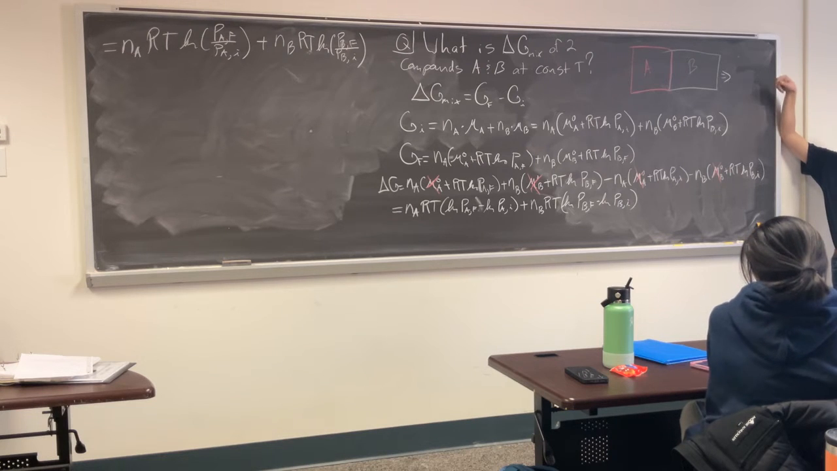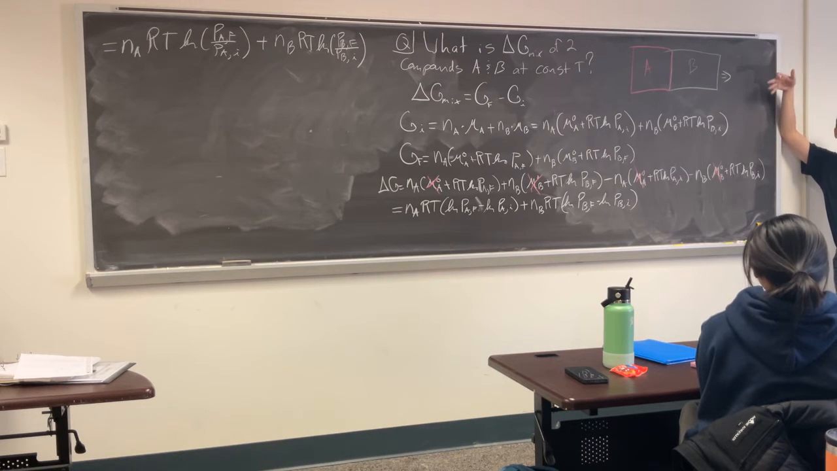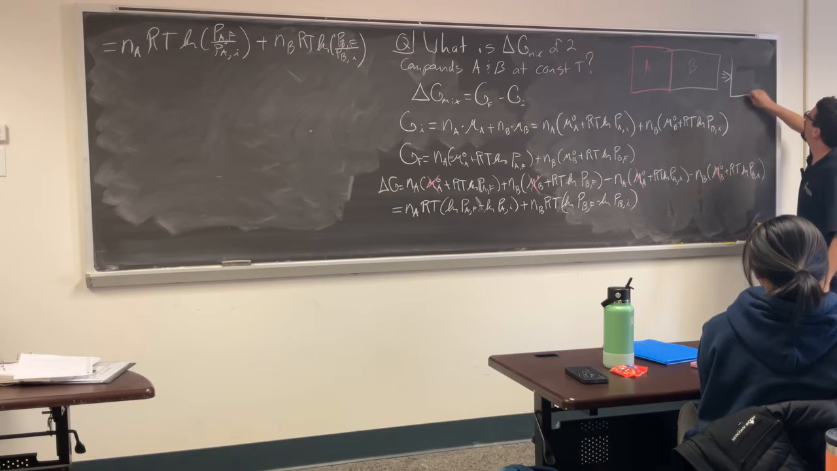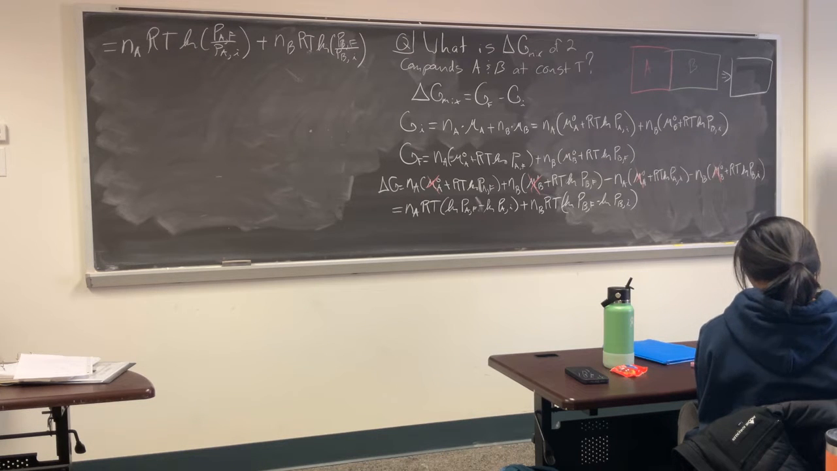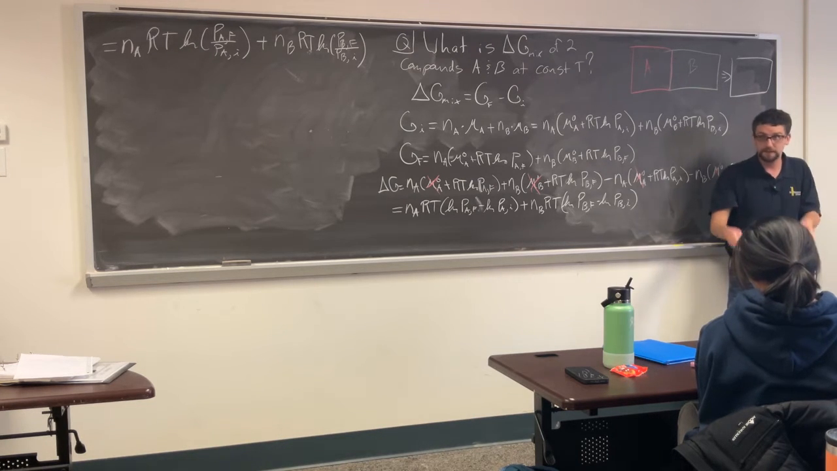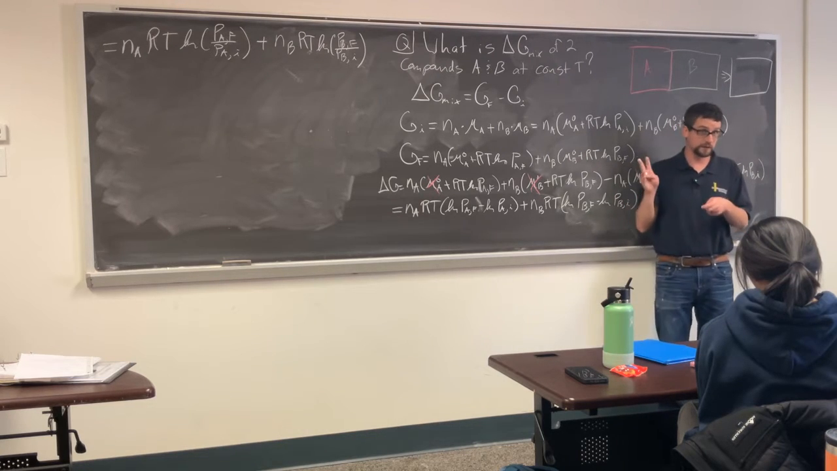Okay, so we're pretending that we have a partition where these two things are not mixing with one another. And we open it up. And what's going to happen? They mix, right? It's never like A just sits in its corner and B sits in its corner, assuming there aren't big density changes.